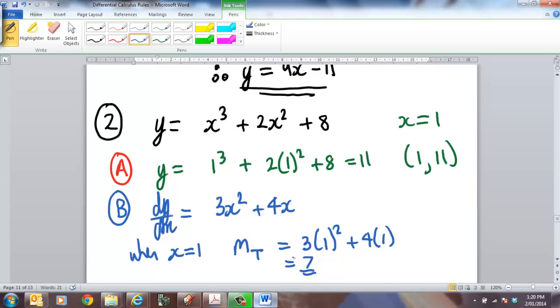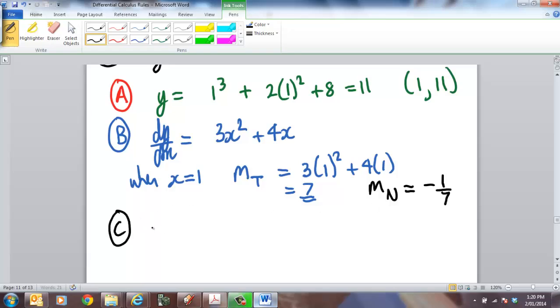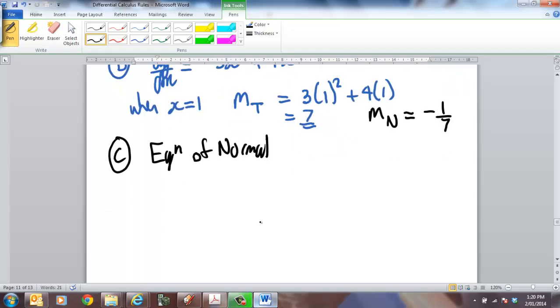Okay, and then the third step is to find the equation of the tangent. Let's find the equation of the normal in this particular case. So the slope of the normal is going to be equal to minus 1 over 7. So step 3, equation of normal. We've got a slope of the normal equal to minus 1 over 7, and it goes through the point (1, 11).